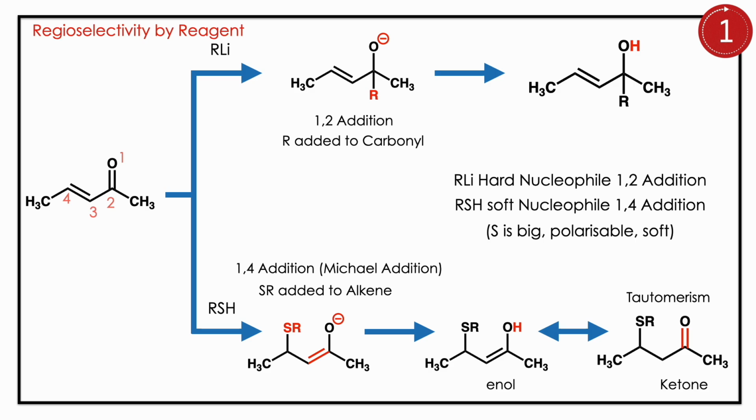Since alkyl lithium provides the hard nucleophile, the alkyl group attacks the second position, and you have the final product. Then the thiol is the nucleophile. Thiol attacks the fourth position, which is Michael addition. So 1,4 addition happened. Then enol tautomerism occurs, and you have the final product. Here regioselectivity is achieved through the reagent. The reagent can give a hard nucleophile or a soft nucleophile, which promotes the regioselectivity here.